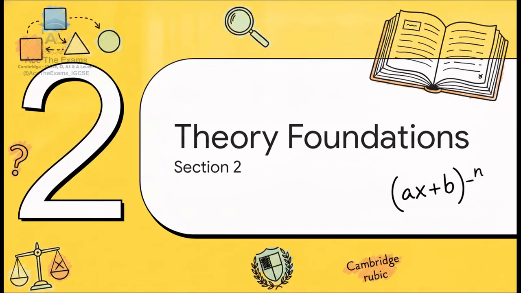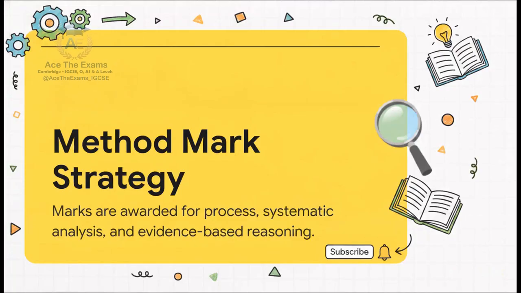That brings us right to Section 2, theoretical foundations. We desperately need a new architecture here. The conceptual framework for integrating (ax + b)^n isn't just about regurgitating a formula. It draws heavily on established principles of systematic analysis and evidence-based reasoning. We need to shift our entire focus to the exact assessment objectives the Cambridge rubric is demanding.